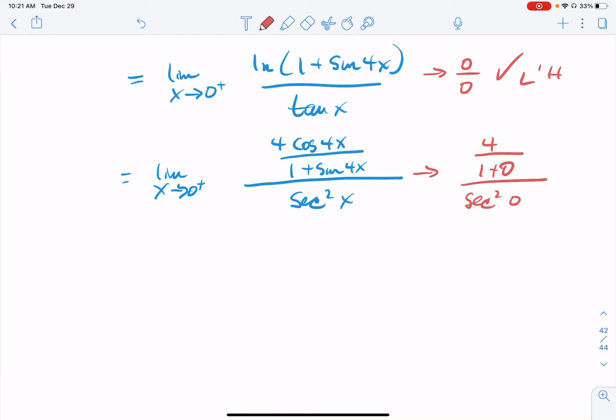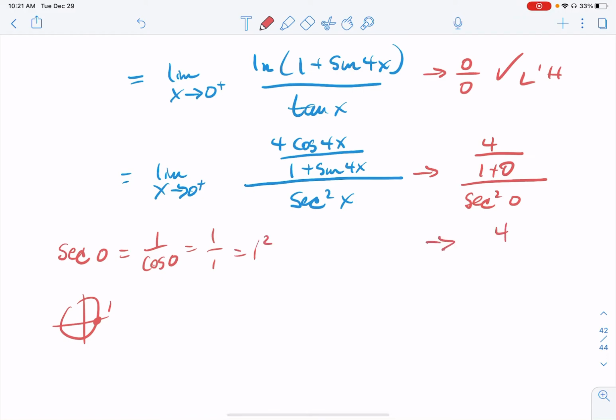All right, so that one I may have to do over here on the margin. Think of it instead of, first of all, the secant of 0, which is equal to 1 over cosine of 0. And then cosine of 0, we already know is 1. So this is 1 over 1, which is 1, and we're going to square it, which is equal to 1. So I get 4 over 1, which is 4, over 1, which is equal to 4.